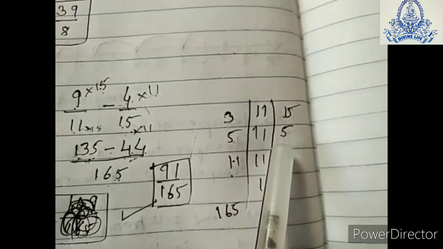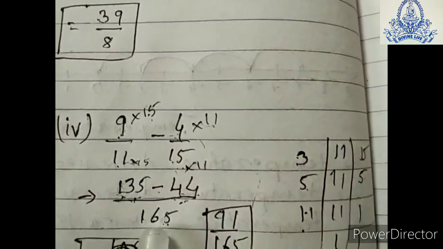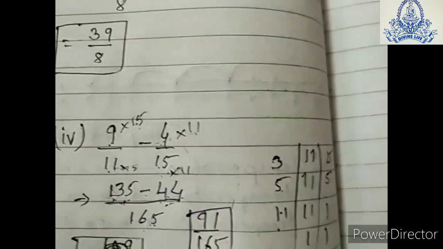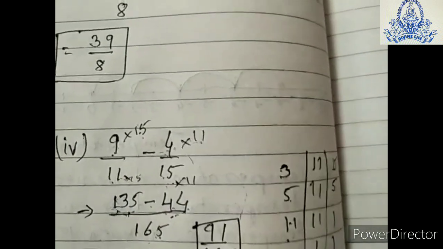So we have taken the LCM of 11 and 15, and at last we get 165 as the LCM. So put the LCM at the bottom. In 11's table, 15, 11 fifteens are 165 and 15 elevens are 165. The same 15 times 9 is 135 we will take, and 11 times 4 is 44 we will take. So 135 minus 44, we get the final answer 91 upon 165. So in the same way we have to do subtraction also.